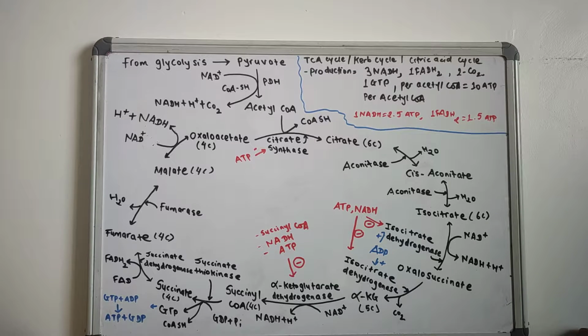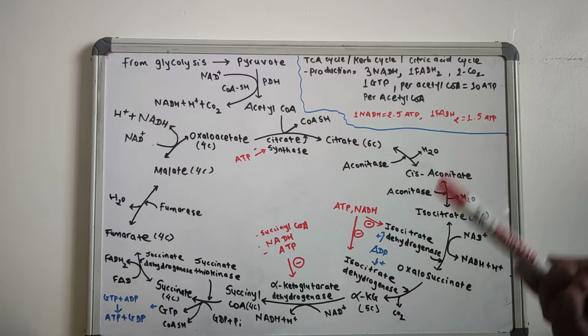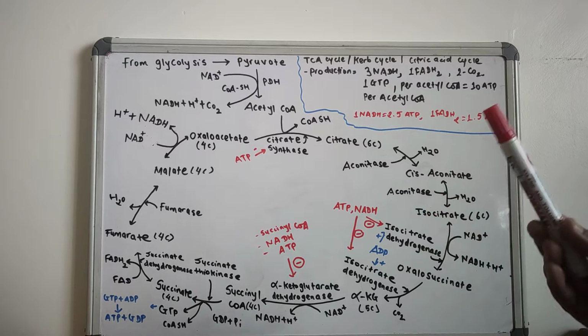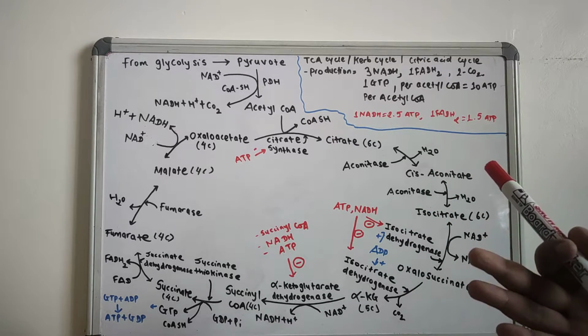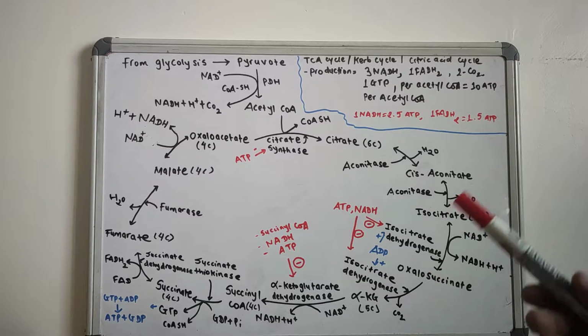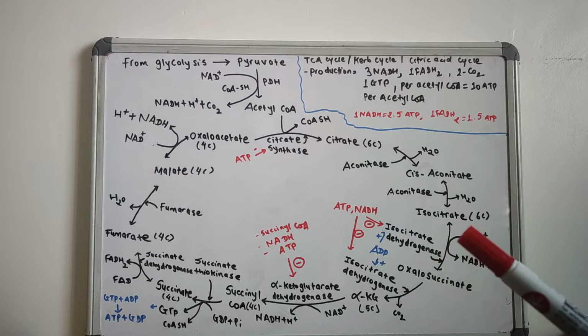The major production of ATP, like 65 to 70% of the ATP, is produced from the citric acid cycle, and this cycle specifically occurs in the mitochondria of the cells. Those cells lacking mitochondria, like RBC, lens, and cornea, have no occurrence of the citric acid cycle. Only in cells that have mitochondria does the citric acid cycle occur.